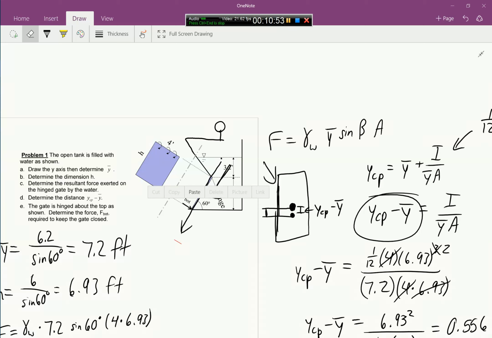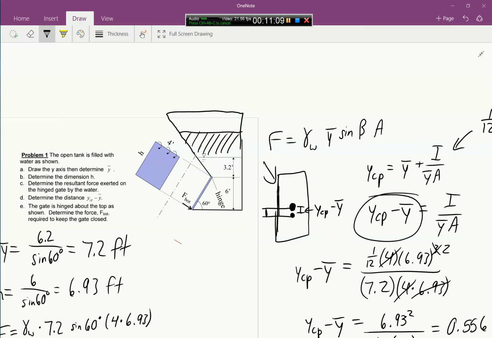Another thing we could do is make this a different fluid. We could say this is oil in this section, and then this could be open up here, so this could be the top, or we could have this be closed and pressurized. This is probably the hardest that this could get.